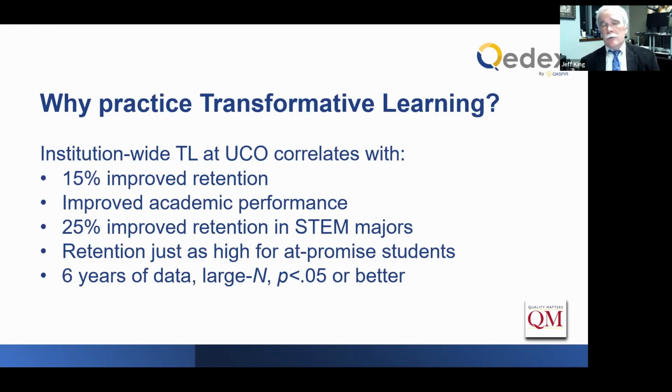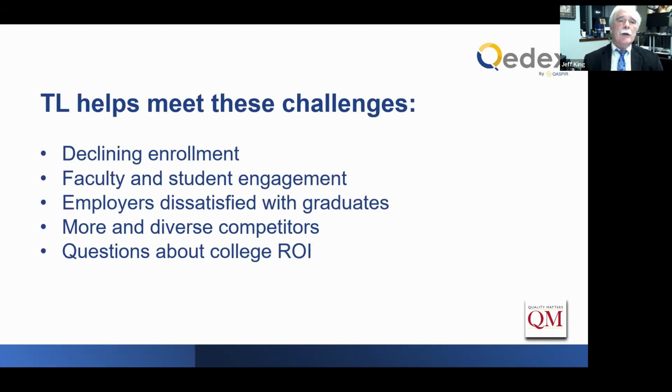We've got 6 years worth of data running on this, large N analyses. All our statistical significance levels are at 0.05 or better. And so it's a proven commodity. And it meets these challenges. I said I wouldn't list them a minute ago. Here they are. You can see them on the screen. Lots of institutions are facing these challenges, and TL helps meet them.